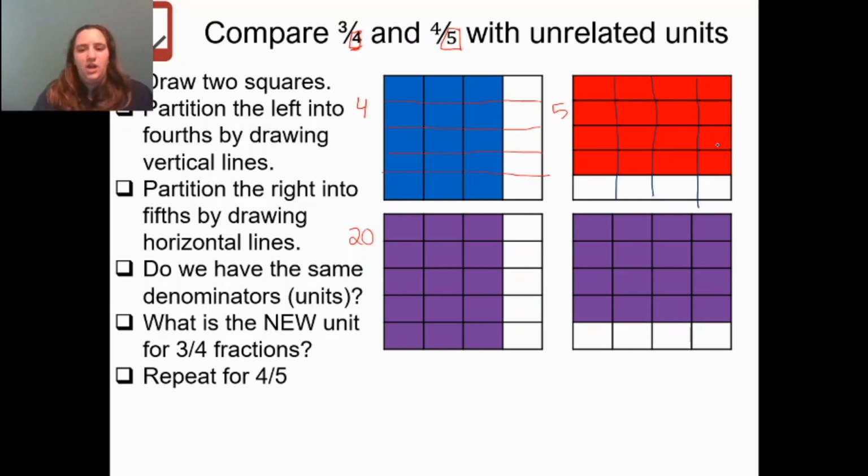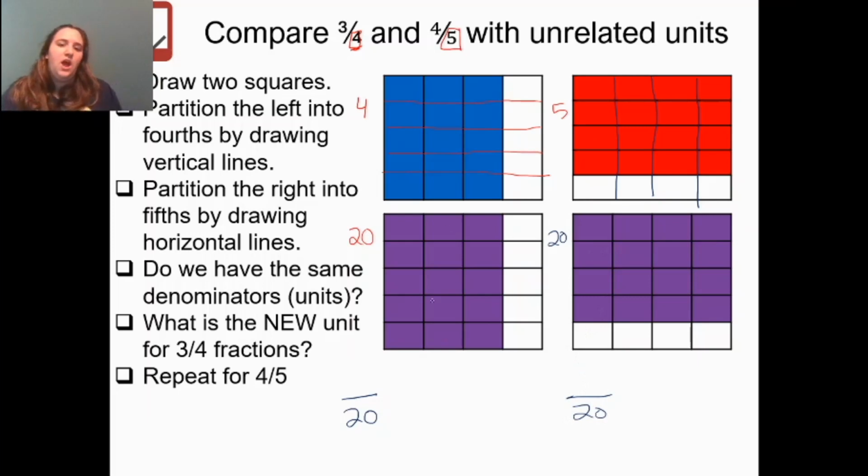Again, we're going to check: what are the units in this one? Let's see, we have 1, 2, 3, 4, 5, 6, 7, 8, 9, 10, 11, 12, 13, 14, 15, 16, 17, 18, 19, 20. So our units are still 20. Alright, we now have the same denominator or the same units. We have 20 over here, and 20 over here.